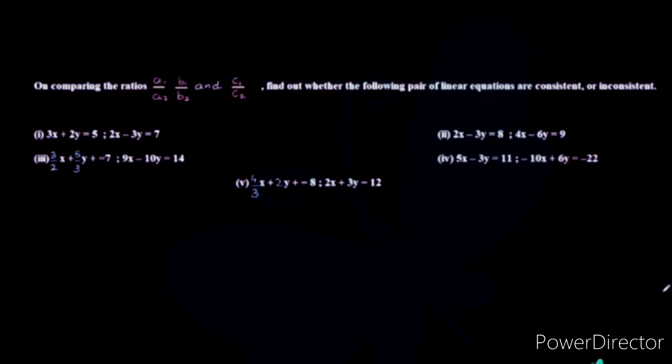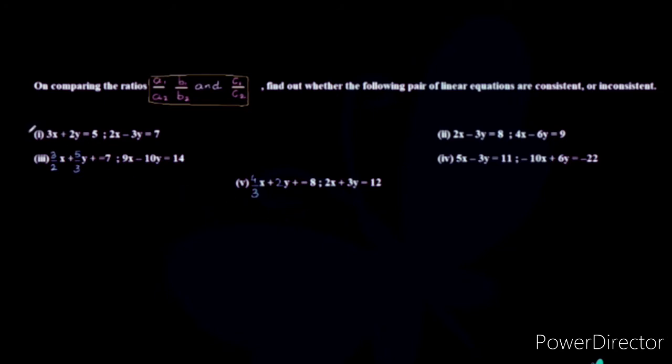Guys, here we are with this third question from the second exercise. I hope by now you are pretty clear what these corresponding ratios are. These ratios are of corresponding coefficients of x and y when you look into a pair of linear equations. So I hope by now you know the significance of a1 upon a2, b1 upon b2 and c1 upon c2. We will compare these ratios for the following given 5 pairs of linear equations.